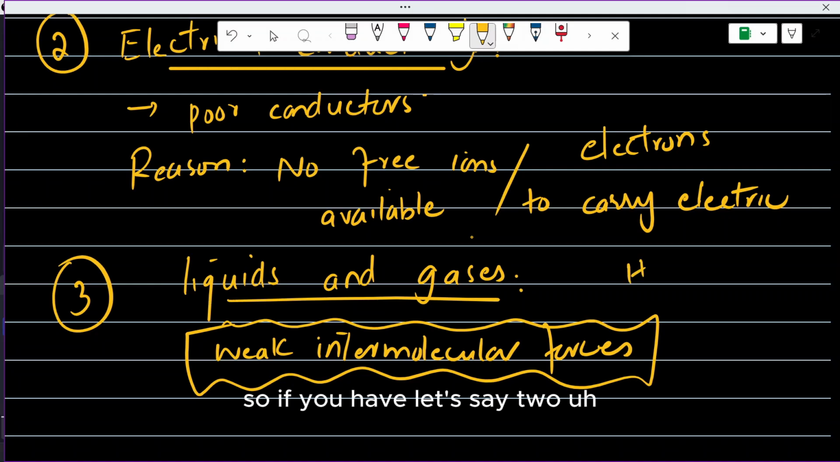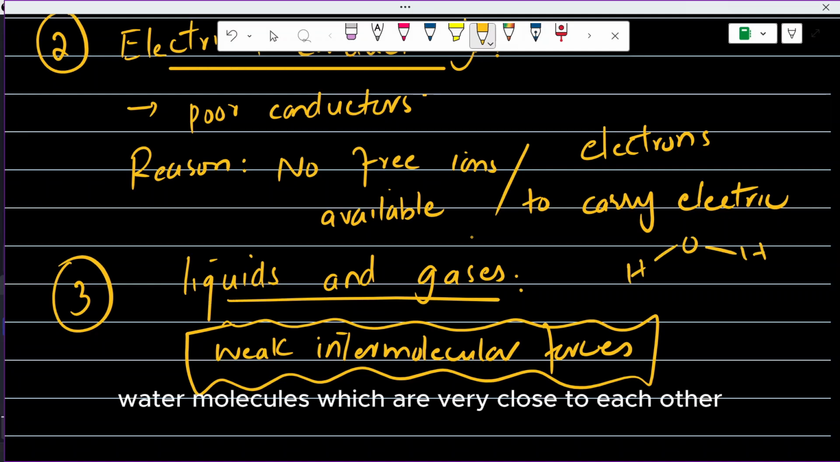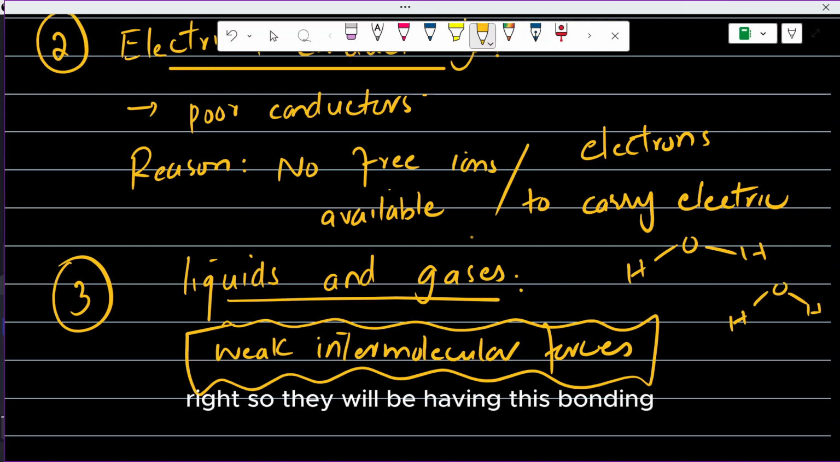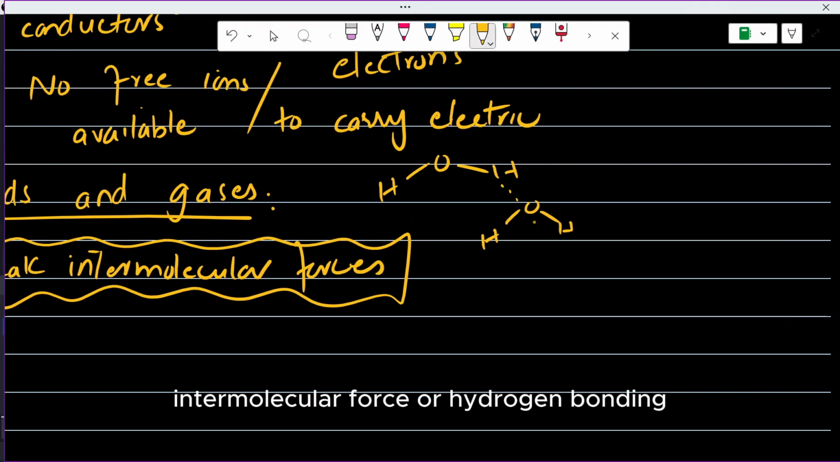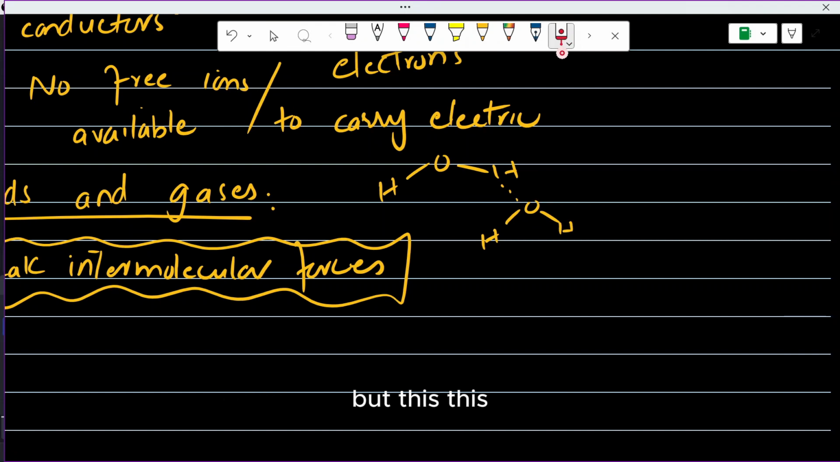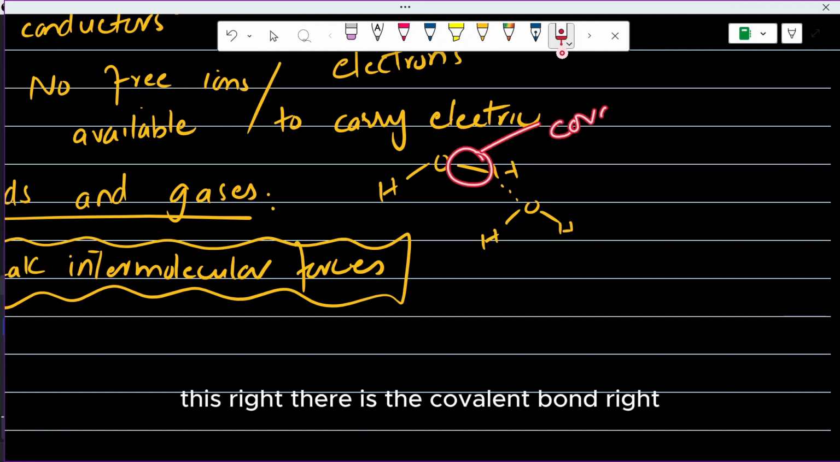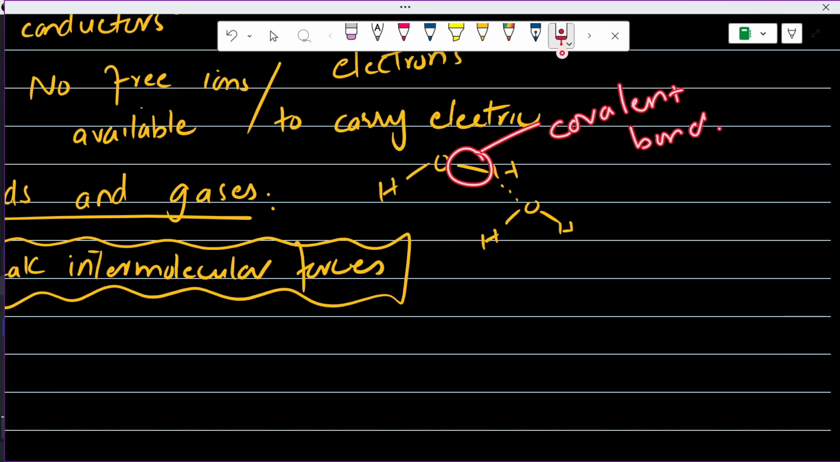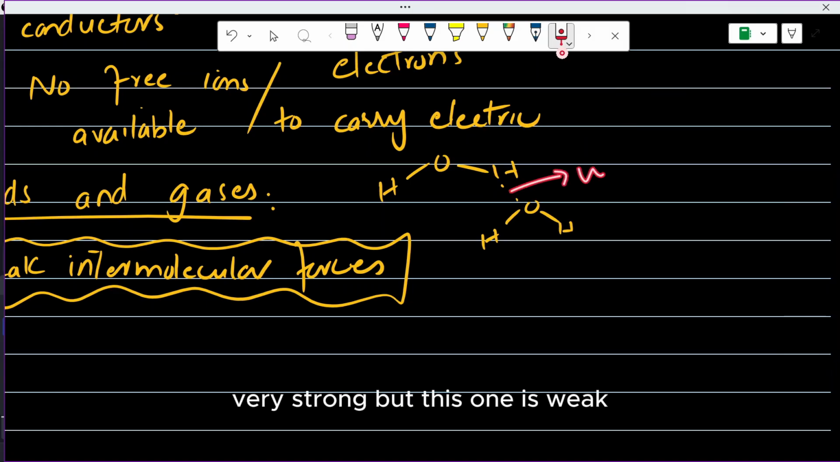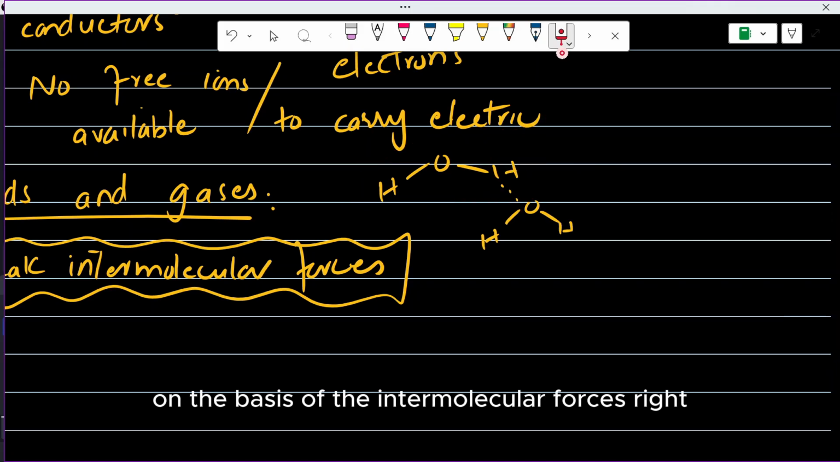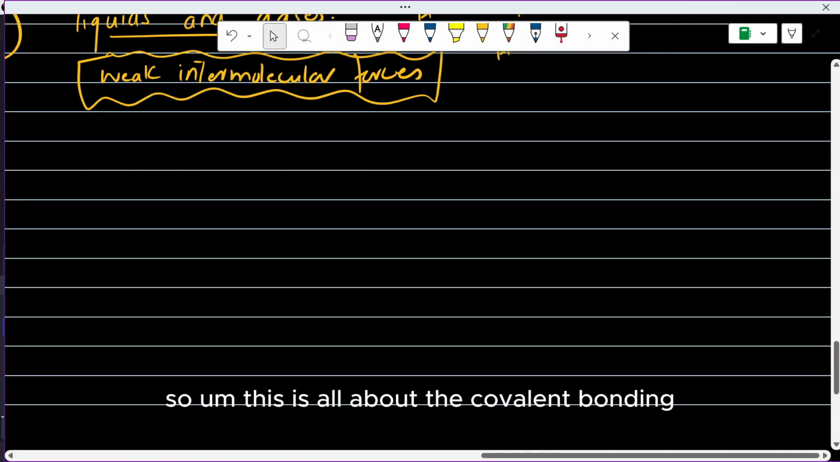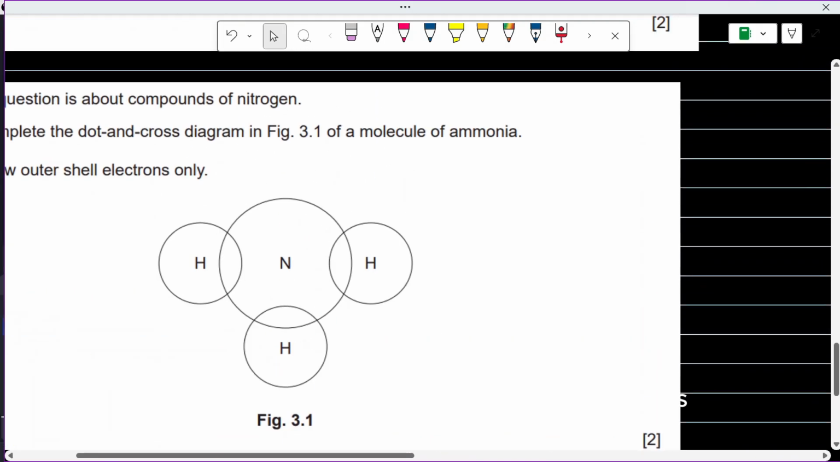Right? So if you have, let's say, two water molecules which are very close to each other, they will have this bonding, which is a weak intermolecular force, or hydrogen bonding if we call it more specifically. But this right here is the covalent bond. This is a covalent bond, very strong. But this one is weak because it is an intermolecular force between two different molecules. So weak, but this is strong. This determines the properties. I'm talking about the properties on the basis of the intermolecular forces. Right, so this is all about covalent bonding, and let's try some of the past exam questions from here.